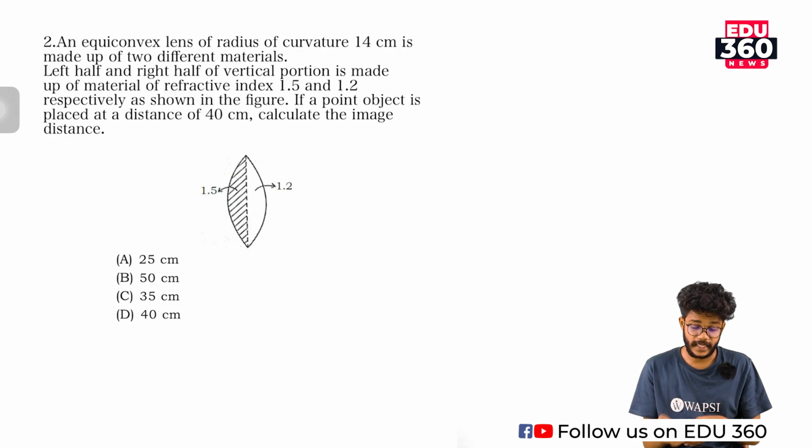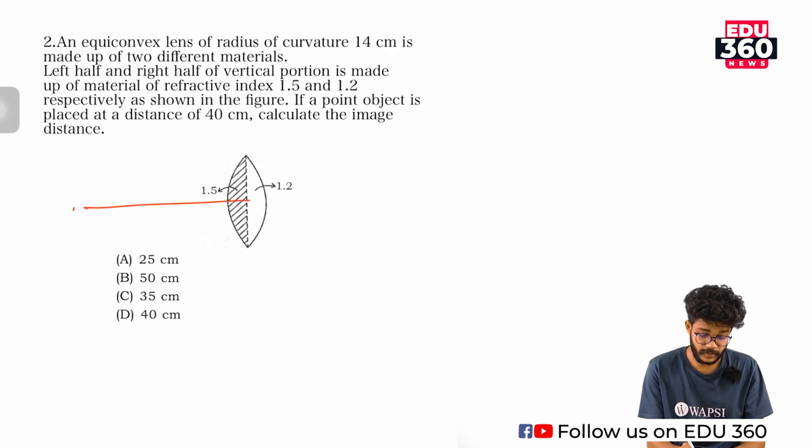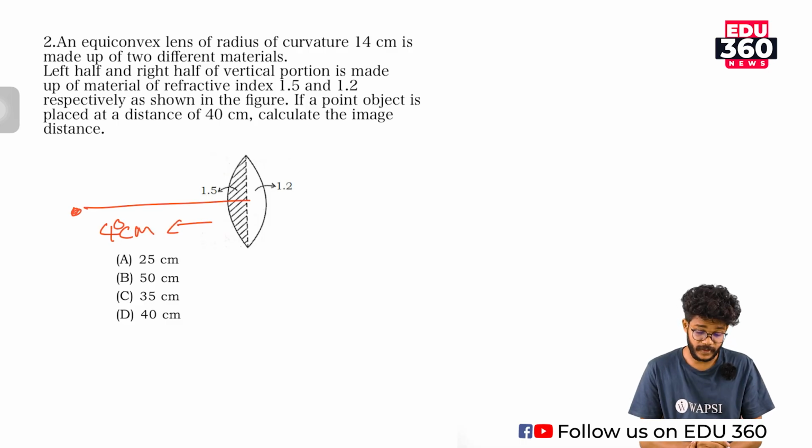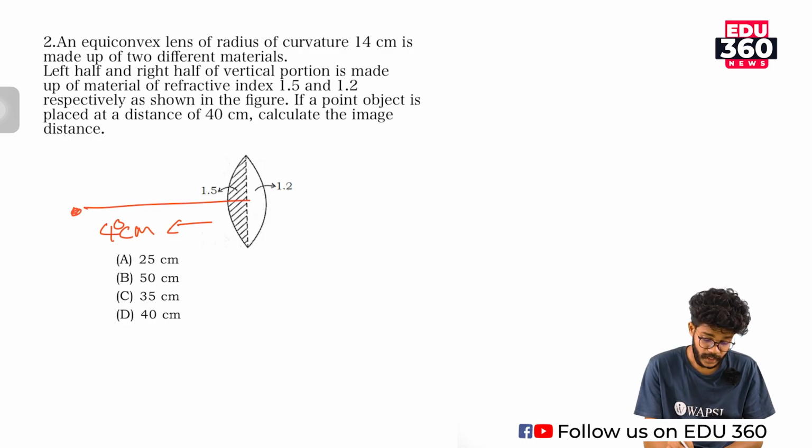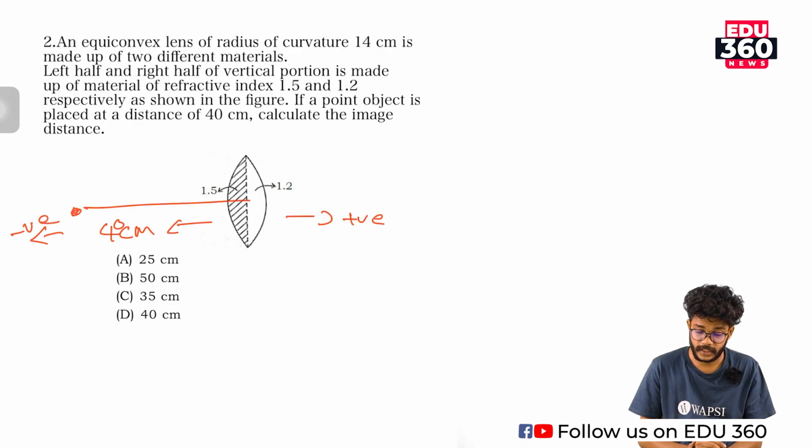we have to place an object 40 centimeter from the pole, on the left side. So we have to calculate in which direction. So this can be the negative and this can be the positive. Okay, and it is placed at a distance of 40 centimeter from the pole. Okay, and the refractive indices are 1.5 and 1.2.